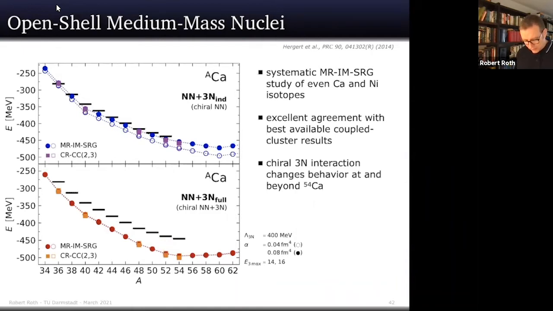And there are two types of calculations. These red symbols are the multi-reference in-medium SRG that I just described, and these orange boxes for closed or closed-subshell isotopes are, again, the coupled cluster CRCC23 calculations. And you see they agree very, very nicely. Again, even in this mass range, we can benchmark different methods against each other and show that we have very good control over our many-body treatment, so that this kind of discrepancy has to come from the Hamiltonian.